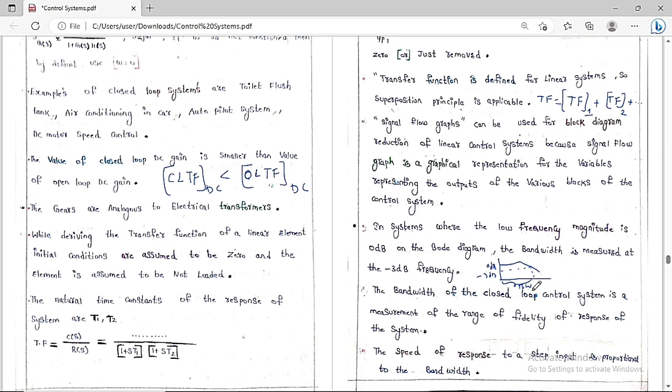So in systems where the low frequency magnitude is 0 dB on the Bode diagram, the bandwidth is measured at the -3 dB frequency. So at -3 dB, just try to figure out this frequency, and its total range is called the bandwidth.